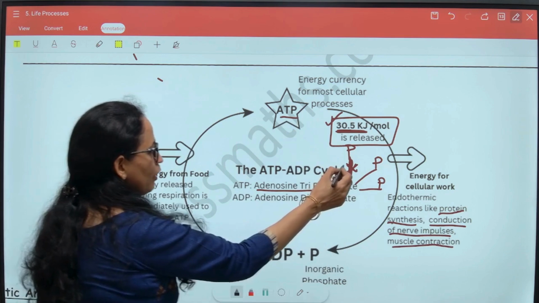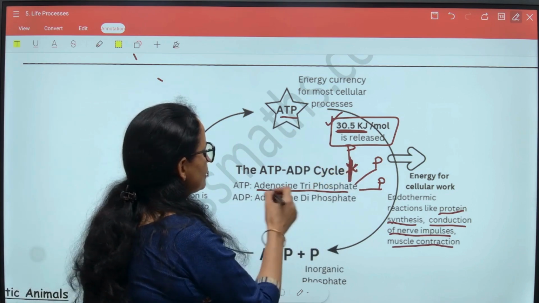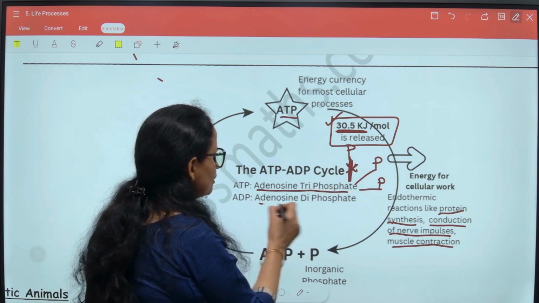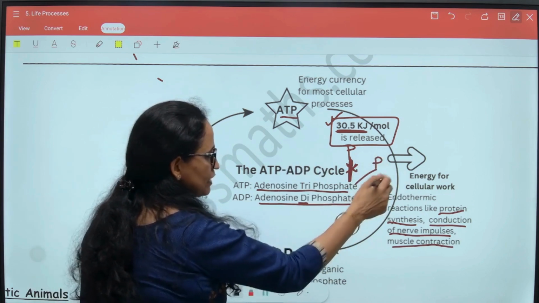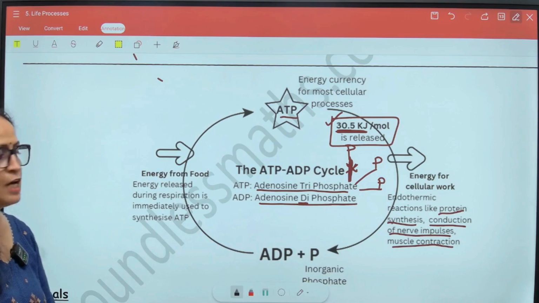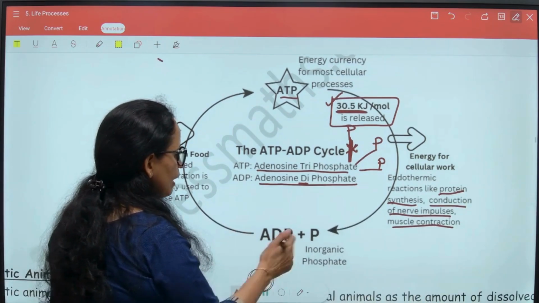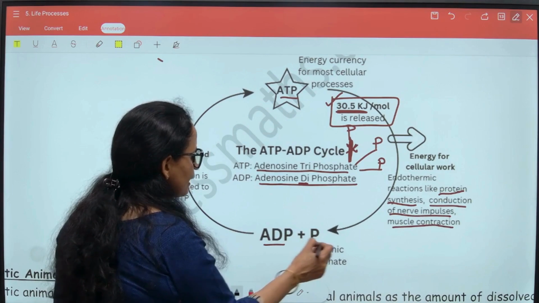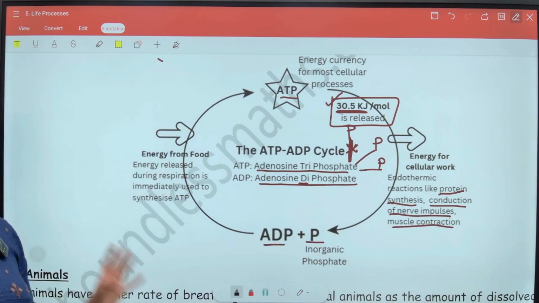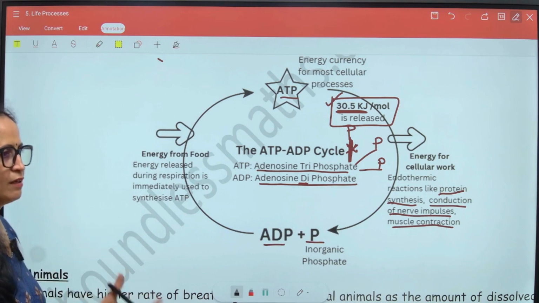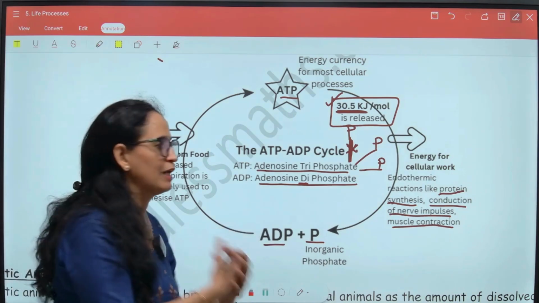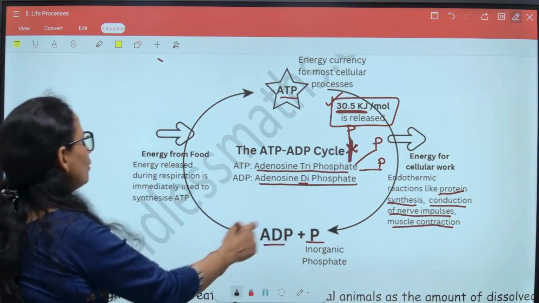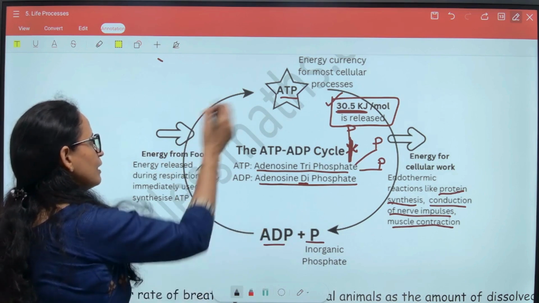Now when this bond is broken, adenosine triphosphate will become adenosine diphosphate. Di means 2. So now because it has only 2 phosphorus left, it is called adenosine diphosphate, and the inorganic phosphate ion remains suspended. So these ADP and P remain suspended in the cell now. Now whenever mitochondria create more energy, they catch hold of one ADP and one phosphate ion and put them together and create this bond again. So now again from ADP and phosphorus, ATP gets created.